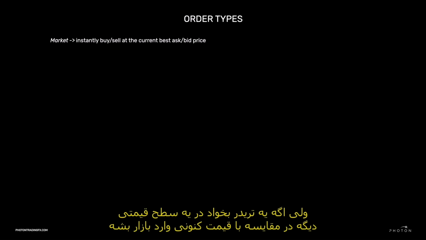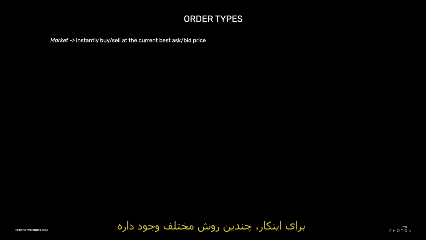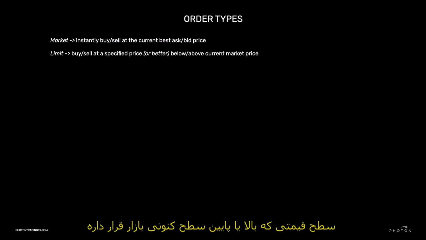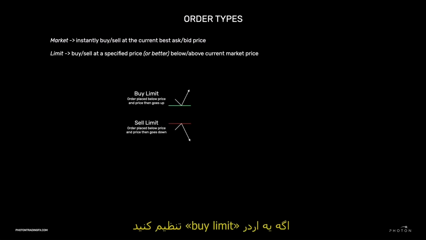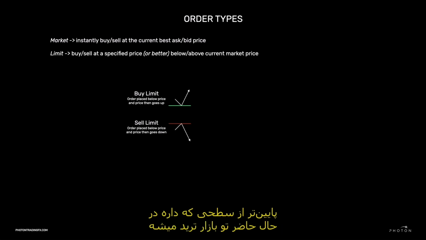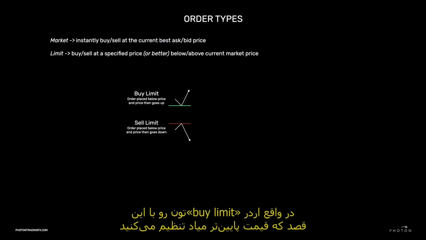Now, if a trader wants to enter the market at a different price level to the current market price, then there are a couple of options that you can use. The first is a limit order, which is where you buy or sell at a specified price or better, that is below or above the current market price. So if you set a buy limit order, then you are setting an order to buy the instrument at a price that is lower than where the current market price is trading at. So you would set your buy limit with the intention that price is going to come down to that level where you set your limit order.